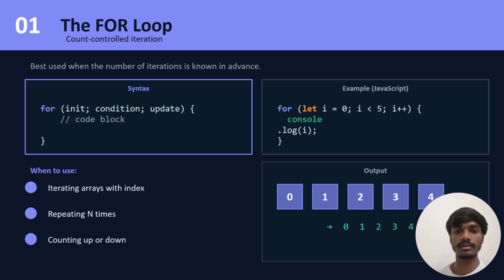First loop is the for loop. A for loop is a count-controlled iteration. It's your best choice when you know exactly how many times you need to run the code in advance. In the JavaScript example shown here, we initialize i at 0 and loop as long as it's less than 5, updating i by 1 each time. This is perfect for repeating something n times or iterating through arrays using an index.